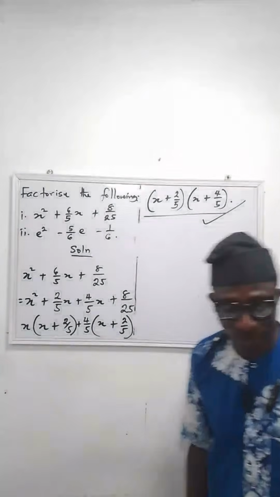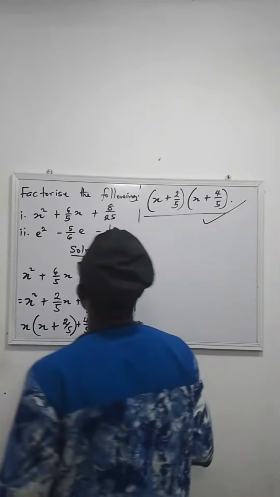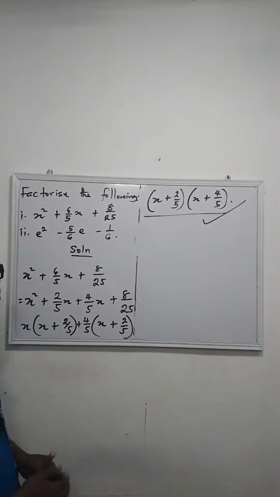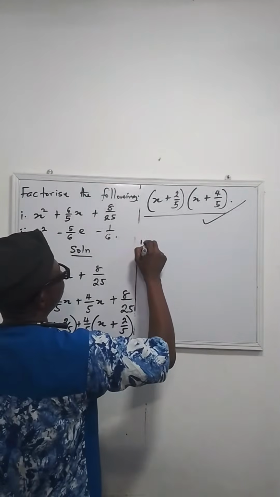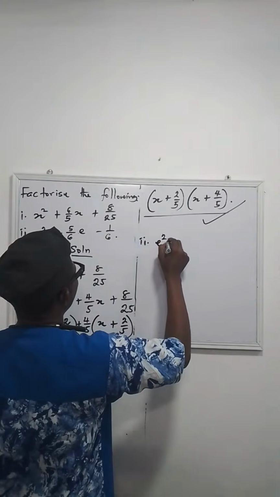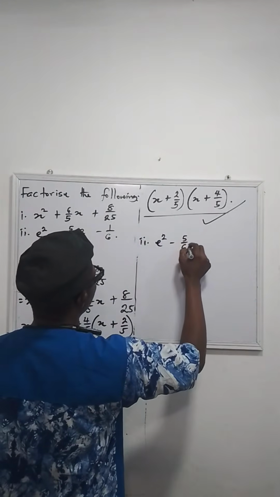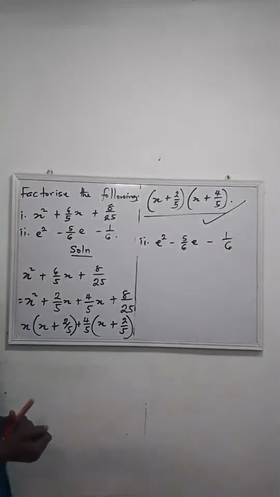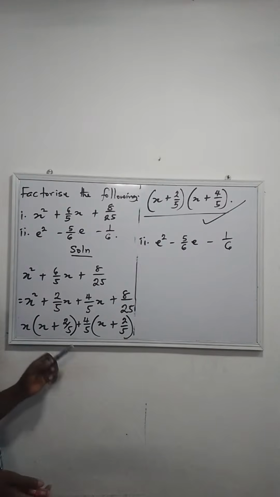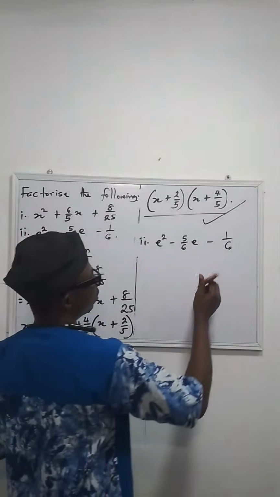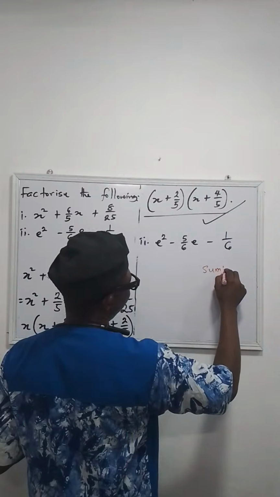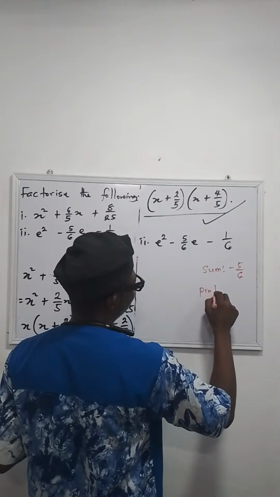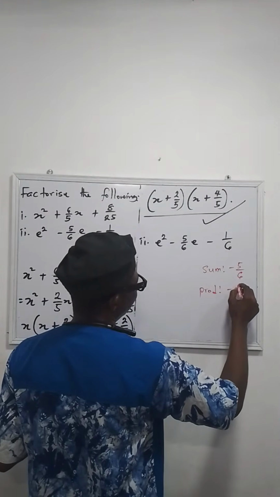Now let's look at the second one here. I didn't see anybody dropping an answer to that, so probably we are having an issue with that. Okay, so let's look at the second one. We have e squared minus 5 over 6 e minus 1 over 6. We identify the sum and product just like we did for this. The sum is negative 5 over 6 and the product is negative 1 over 6.